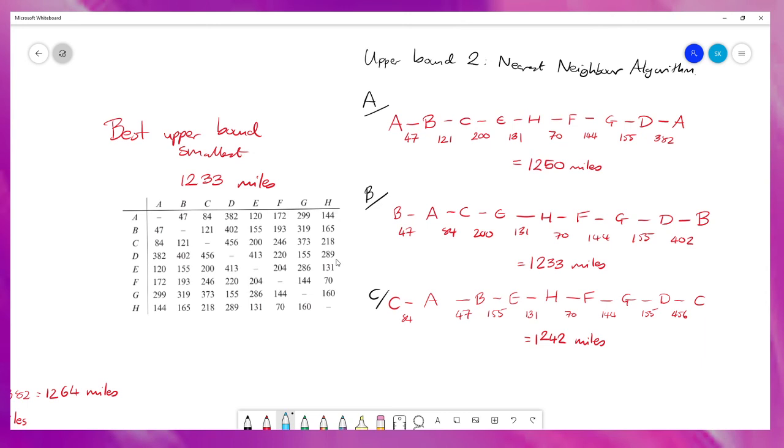In the next video, what we're going to look at is the method to find a lower bound. There is only one method for that. And then we'll also look at how we can combine the two solutions to state the set of values in which our optimal tour could be.